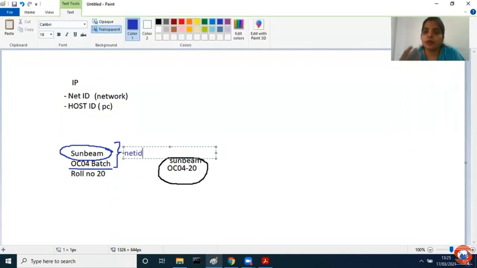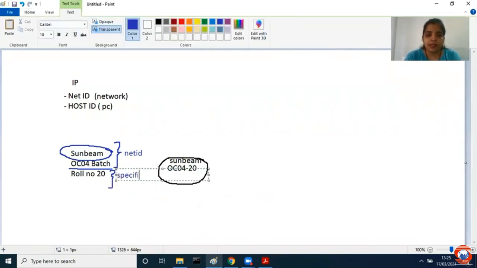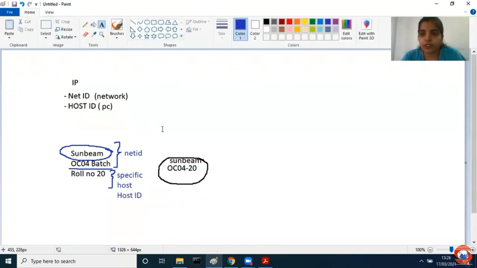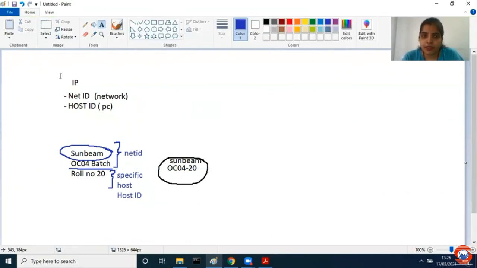Did you understand which network you belong to? Okay, next. If I say 20, there can be hundreds of students. But if I say roll number 20, I am pointing to a specific person or specific host, as I can say in network terminology, and that is called the host ID. Have you understood the difference between network ID and host ID? Are you getting it, everyone? Correct.